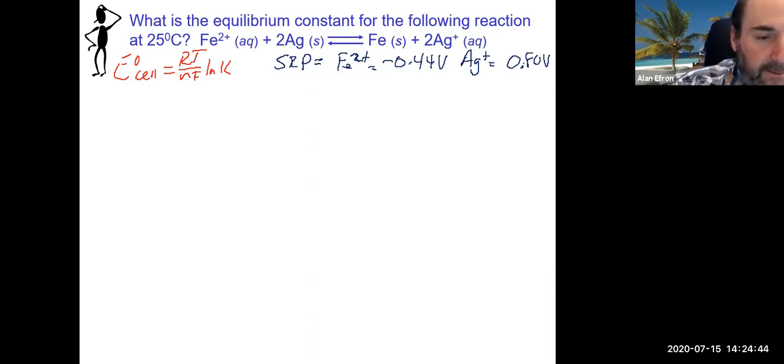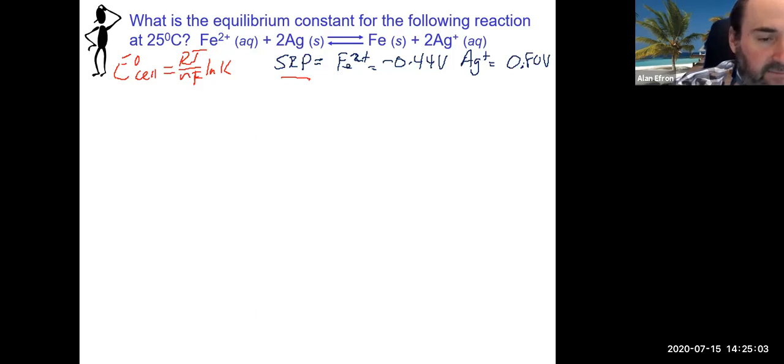We do need to figure out a couple of things. Obviously, we can figure out E of the cell since we have the SRP values given to us. R and T, we can figure out, obviously, F is a constant. We also need to figure out what's going on in terms of cathode, anode, and also electrons. So let's take a look.